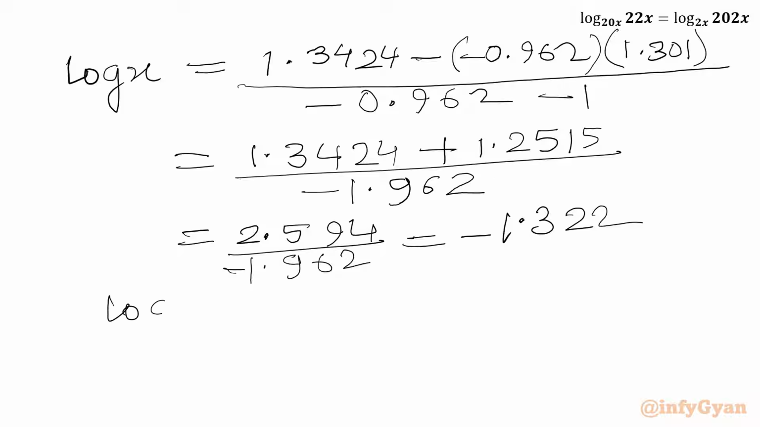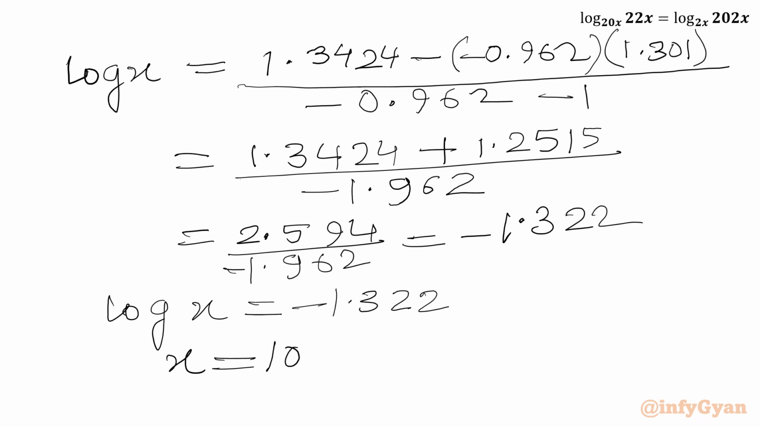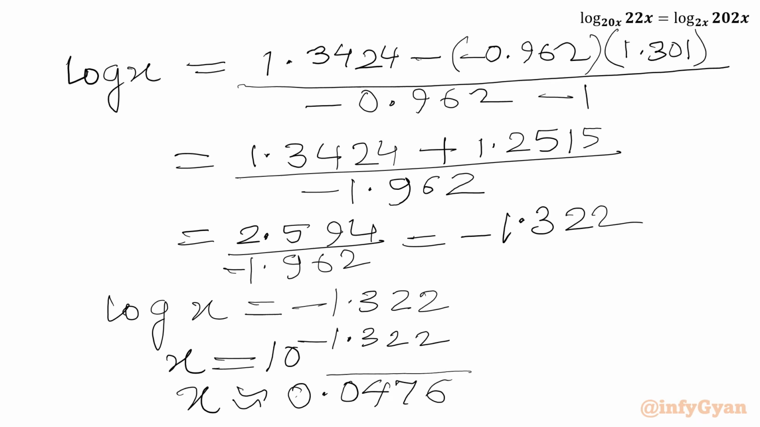So we can write log x equal to minus 1.322. We will convert log form into exponential form. We will be writing x equal to 10 power minus 1.322. If we write the approximate value of x, we can get our answer 0.0476.